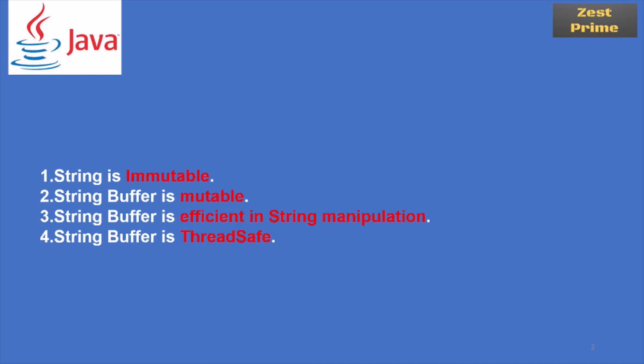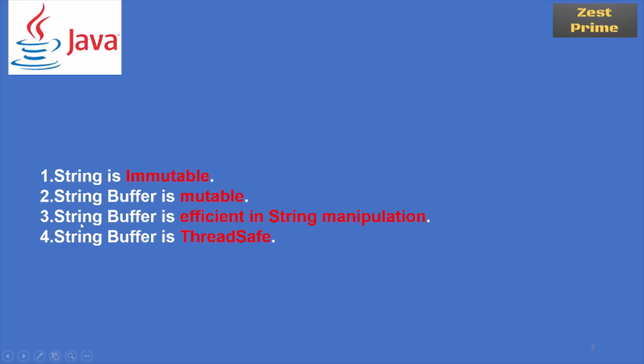So you can modify a StringBuffer, meaning you can add another string, delete some of the string, or insert some of the string, but it won't create any new object. It will use the same existing object, and it will append or delete or do whatever operations it needs to do. So that is the second difference.